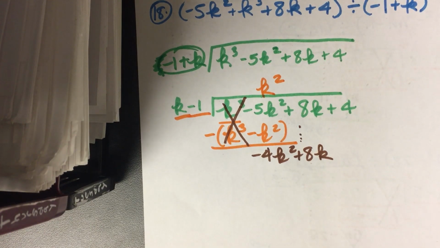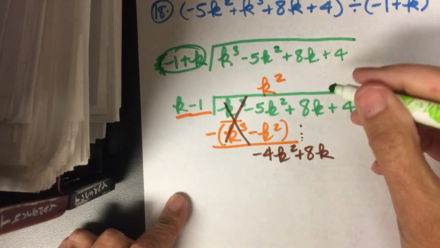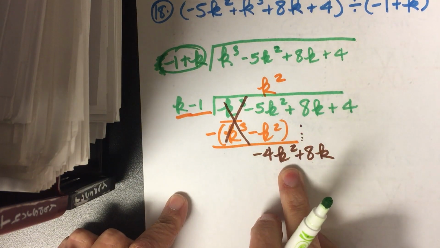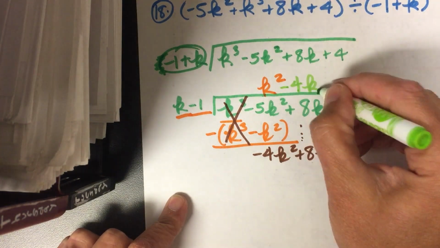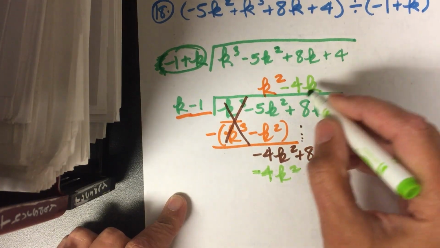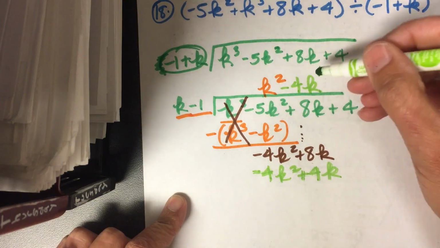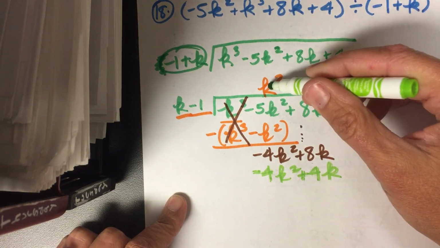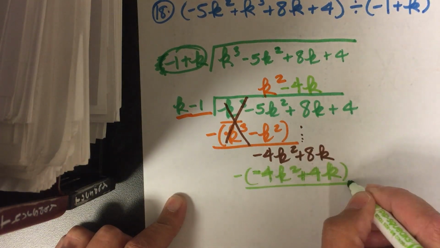So the next one is going to be to figure out how many times k goes into negative 4k squared. Well, to get the k squared aspect, I need a k, and to get negative 4, I need negative 4. So negative 4k. So I've got negative 4k squared, and then negative 4k times negative 1 is positive 4k. Notice how they all line up too. The k is over the k squared is over the k squared. It should always be like that in your long division.